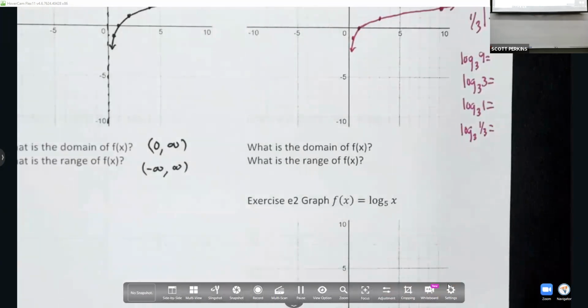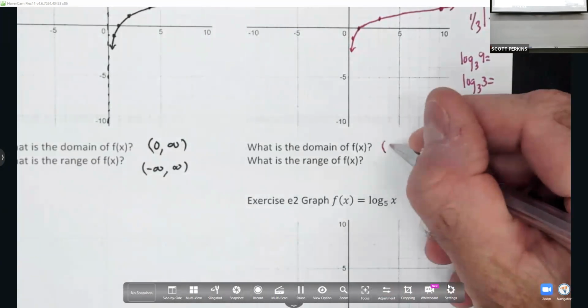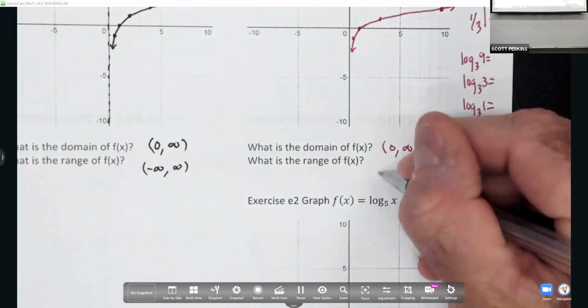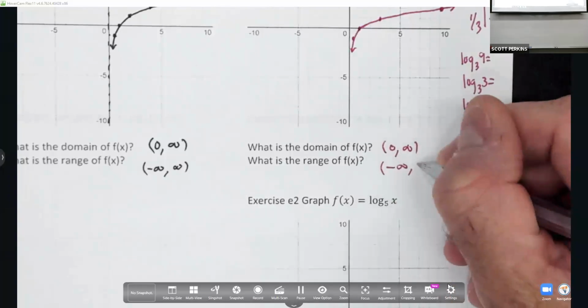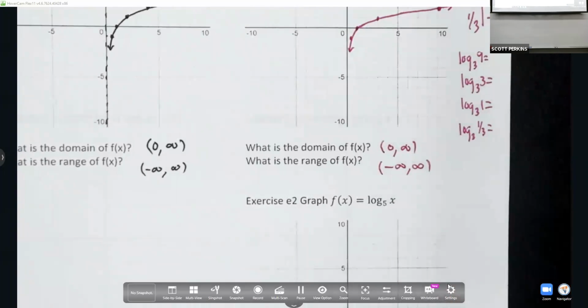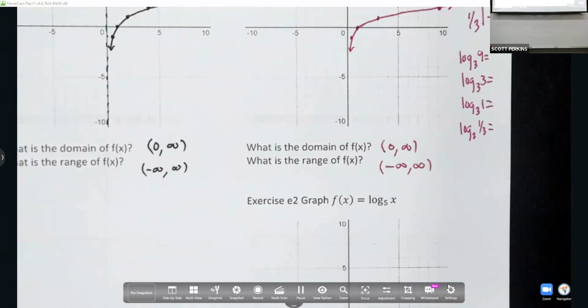What is the domain of f of x? Well, again, that doesn't change. That's 0 to infinity. What is the range? The y values are -infinity to infinity. So that looks very similar.